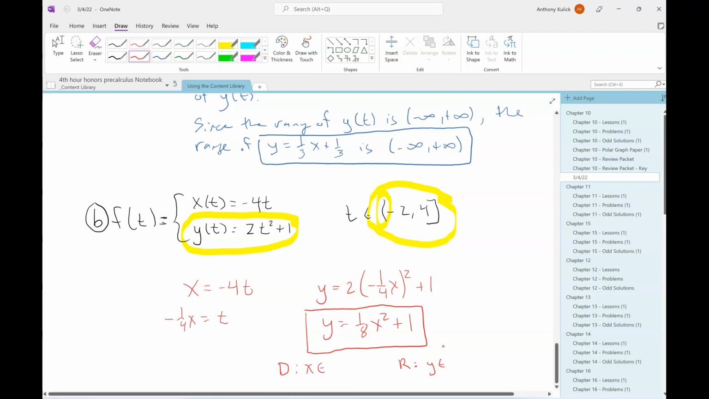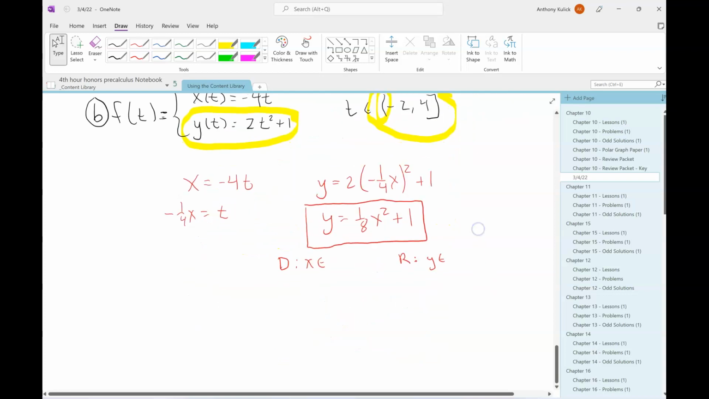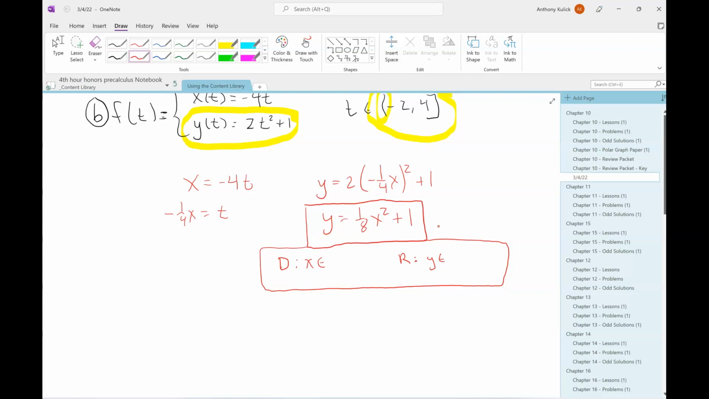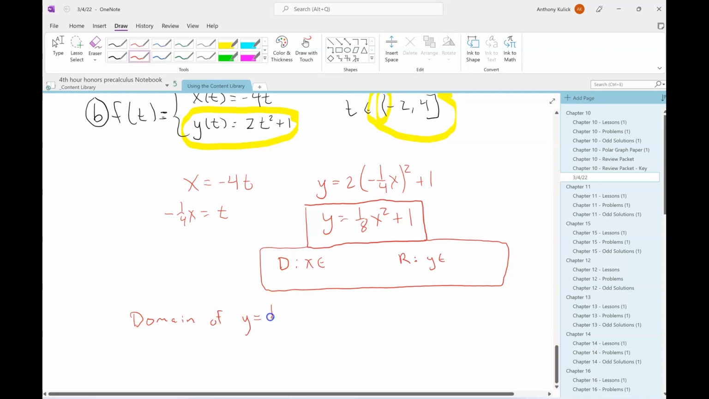Is everybody good where the 1/8 comes from? Yeah, so -1/4 times -1/4 is going to be +1/16. And then times 2 gives you 2/16, which reduces to 1/8. Feel cool? So now let's start worrying about the domains. The domain for y equals 1/8 x squared plus 1 is coming from the parametric equation for x.